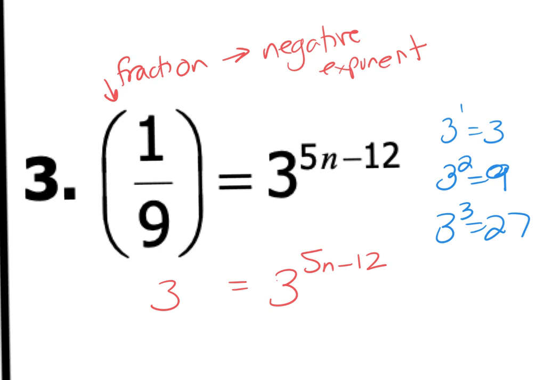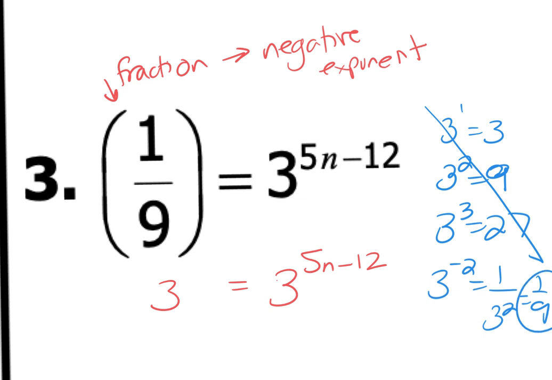When your positive numbers don't work, that's the sign to test negatives. 3 to the negative 1 would be 1 over 3. 3 to the negative 2, oh, you can't see that because I'm on the other page. Sorry. 3 to the negative 2 would be 1 over 3 squared. That's 1 over 9. So I want this to be 3 to the negative 2.